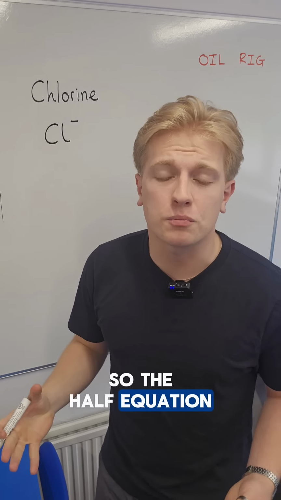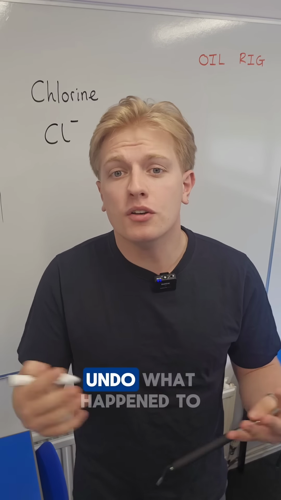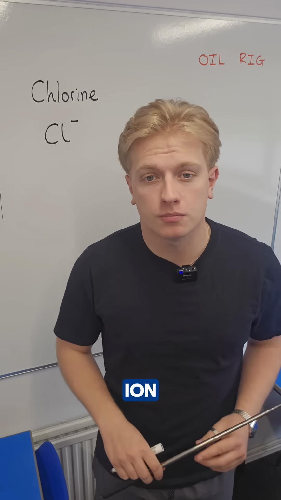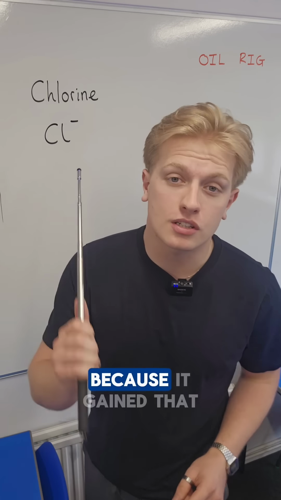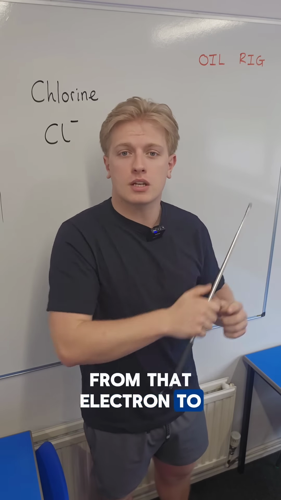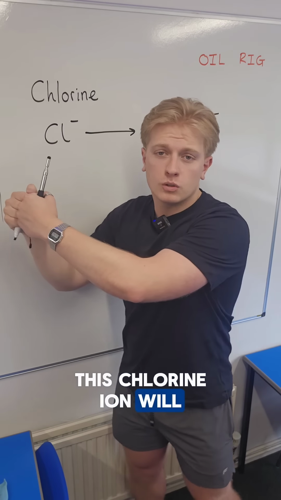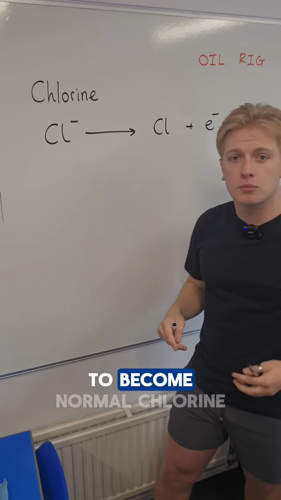So the half equation pretty much is just making this ion go back to being a normal atom. You just need to undo what happened to make it become an ion. So like we said, this is negatively charged because it gained that 1 electron. So what needs to happen is it needs to detach from that electron to become normal chlorine again. So start by doing this. Show that this chlorine ion will detach from its electron to become normal chlorine again.